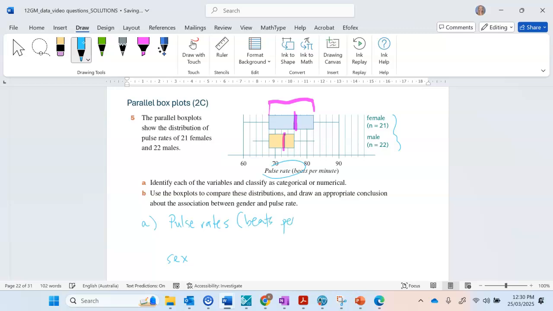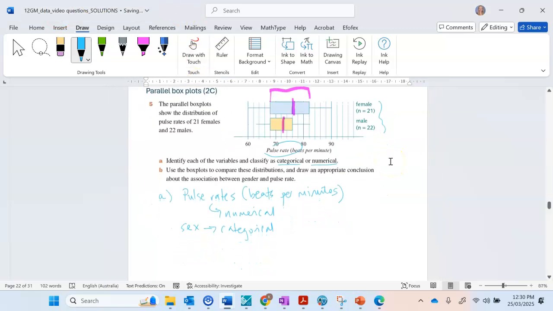That's important to know because remember, with continuous numerical data, it is being measured. It just says we have to classify it as categorical or numerical. So pulse rates is numerical, but it is also continuous. And then sex would be categorical. All right, use the box plots to compare these distributions and draw an appropriate conclusion about the association between gender and pulse rate. They've used gender, so you can use gender if you like.